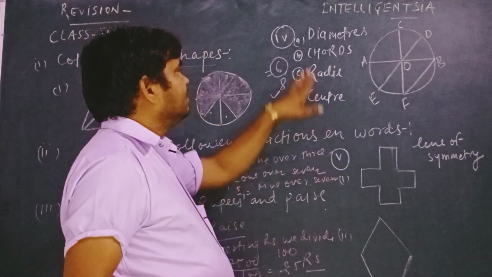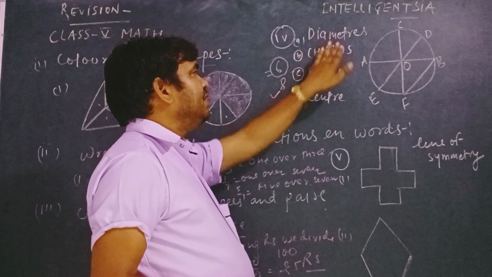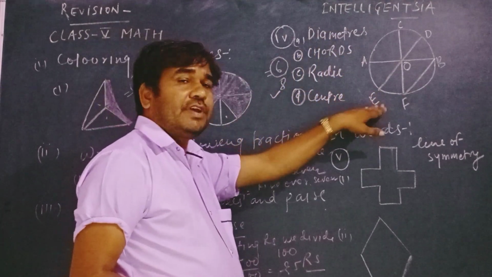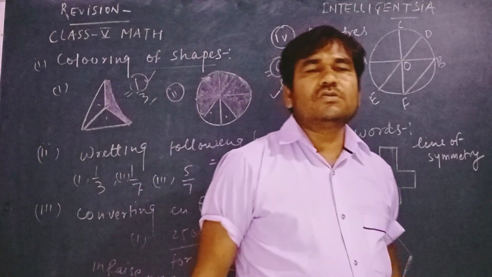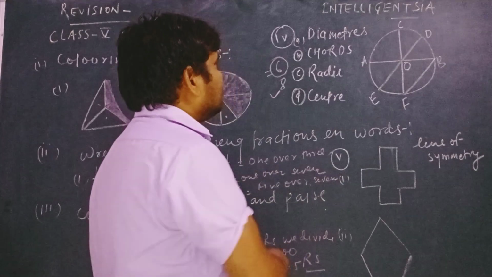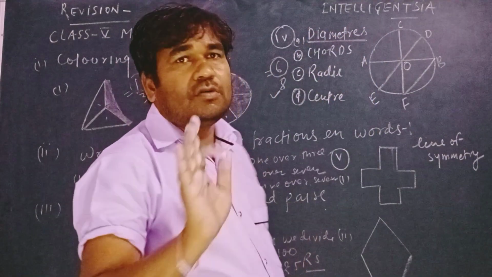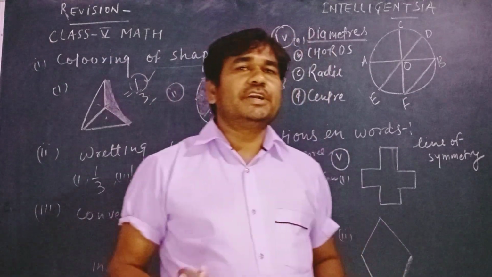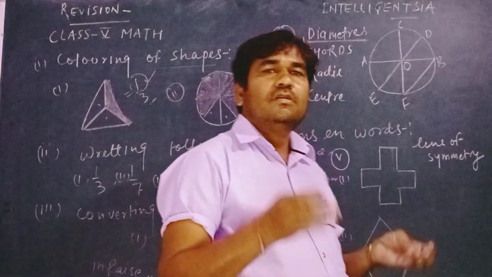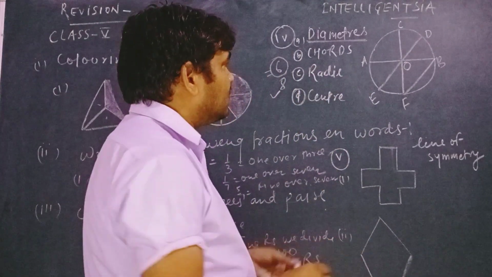After that, in question number 4, we find the diameter, chords, radii and center in these figures. We talk about each and every point here. First we talk about diameters. Students, you know about diameter. The diameter is a line segment which divides the shape into two parts.